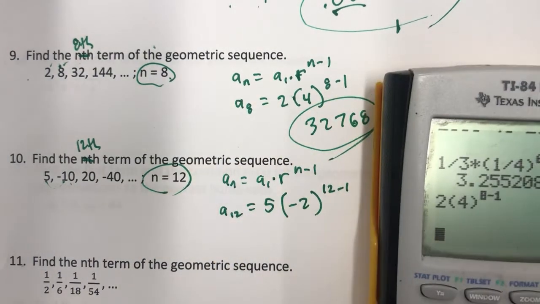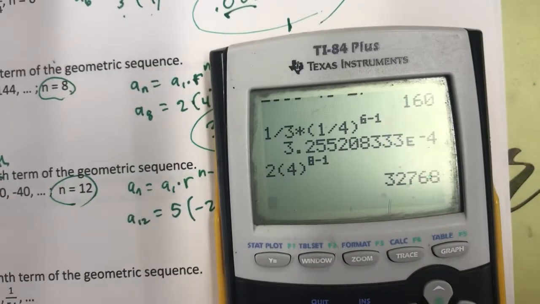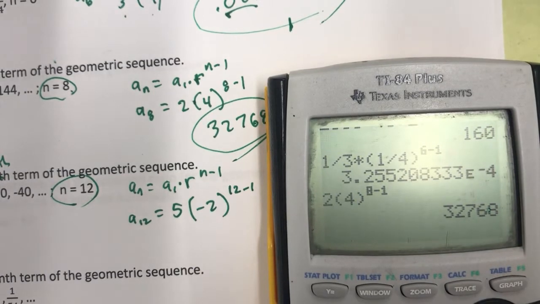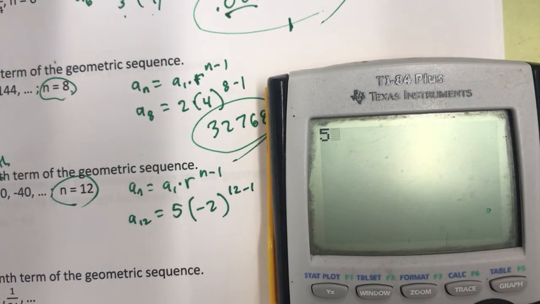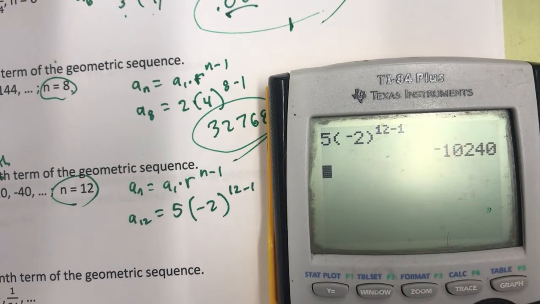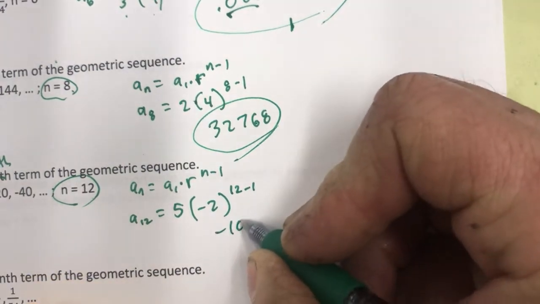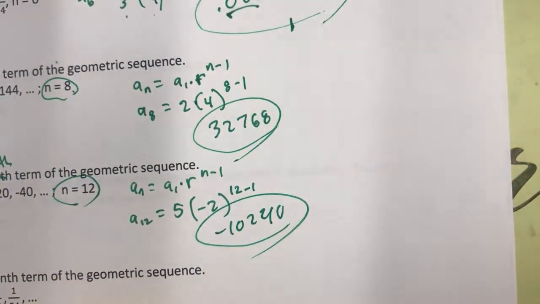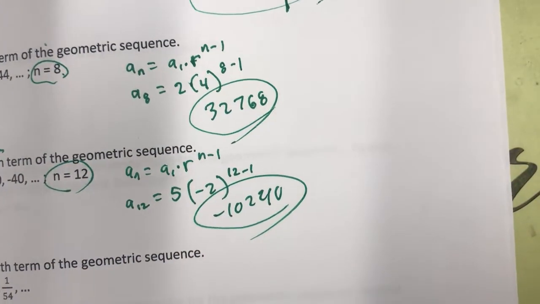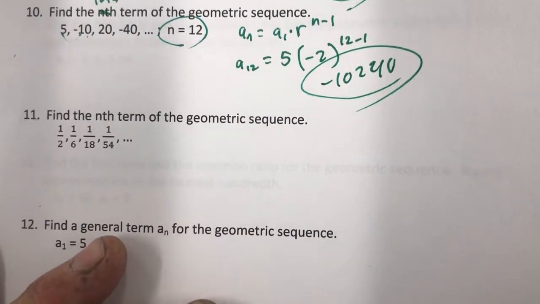All right, so punching this in. Okay, clear it off there. I have 5, and then I'm going to have -2 in parentheses to the 12 minus 1 power, and that is negative 10,240. Okay. What about this one here?